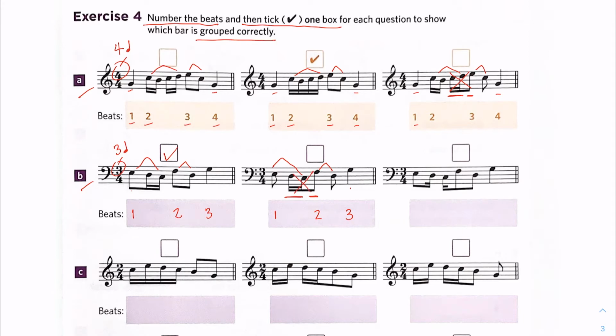Bar 3, we have a quaver here, and this is a semiquaver. This is also a semiquaver. And we're supposed to group these 3 together to make 1 beat, so this is beat 1. And these 2 quavers is beat 2, and the crotchet is beat 3. Now again, this is quite confusing because instead of grouping them according to their beats, you see part of beat 1, which is this semiquaver, is grouped together with beat 2. So this is incorrect.